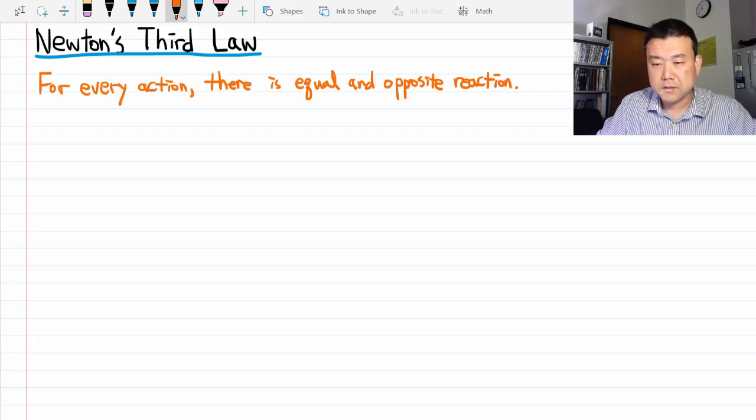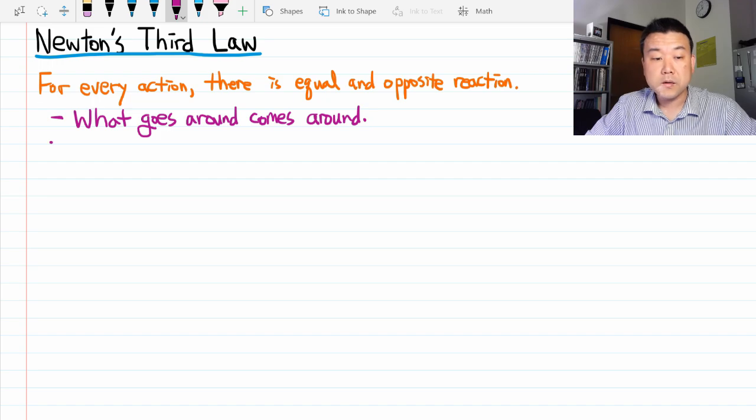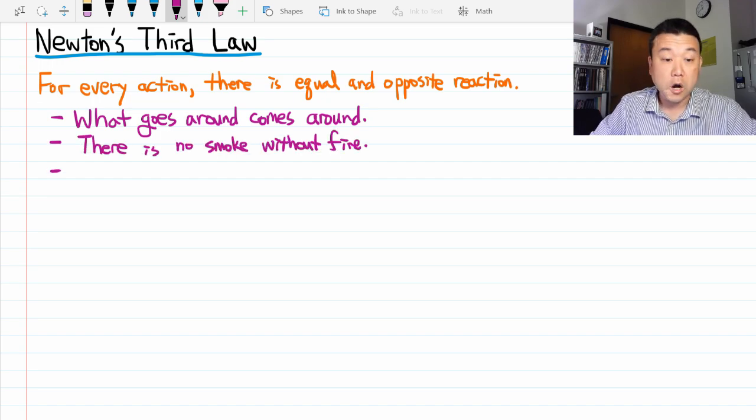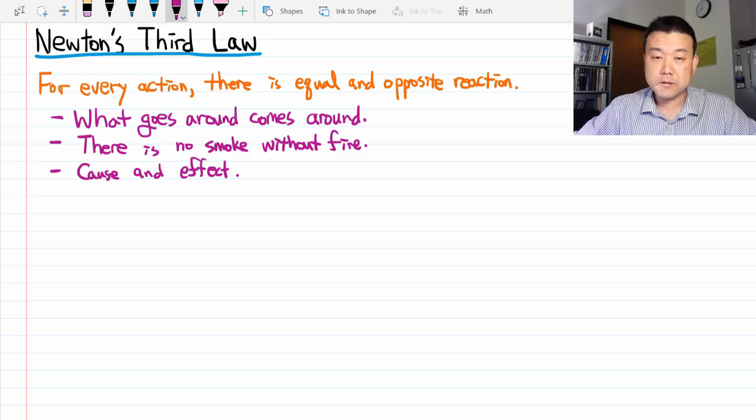And that's unfortunate, because I think for most people, this statement actually causes more confusion than illumination. This is what I mean. Take these other statements that you may have heard elsewhere. What goes around comes around. Or maybe there is no smoke without fire. Or just the phrase, cause and effect. There is one thing that doesn't belong in this group, and that's the very first statement, Newton's third law.